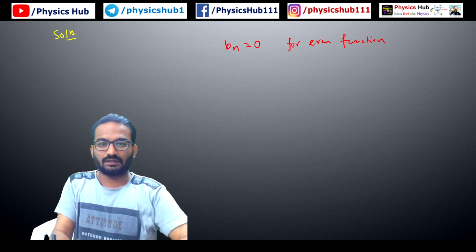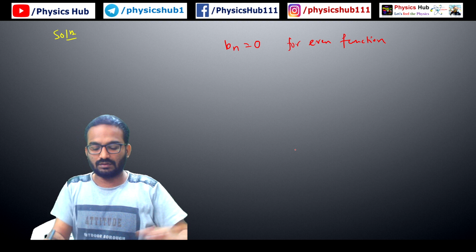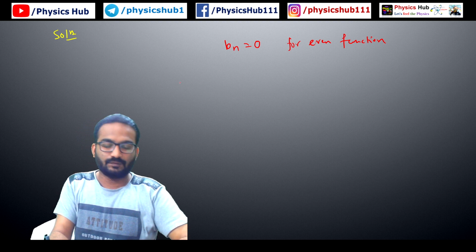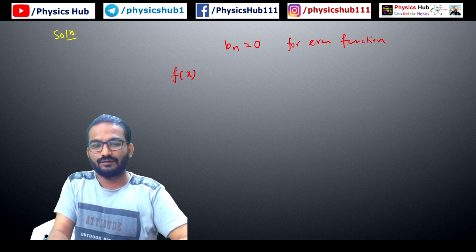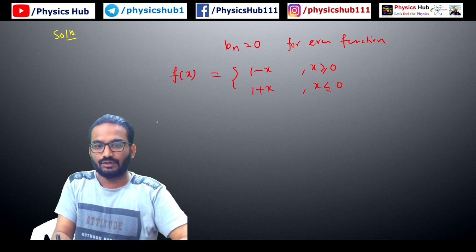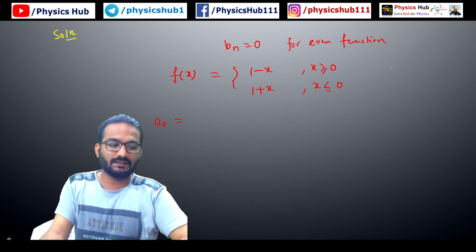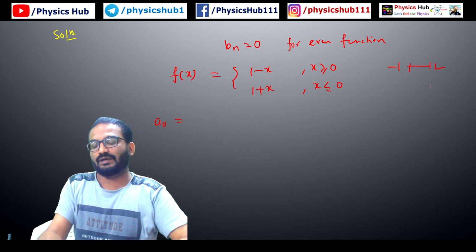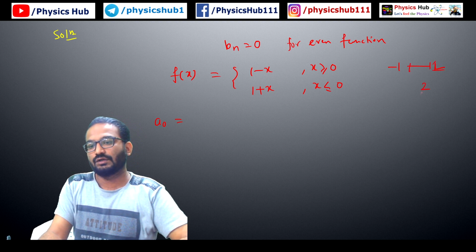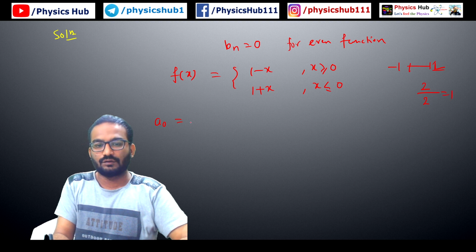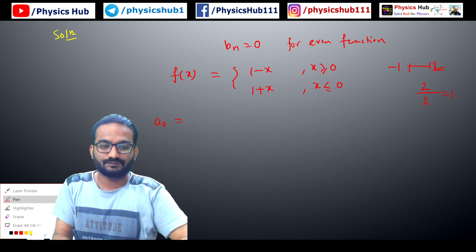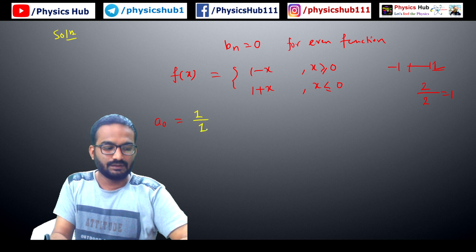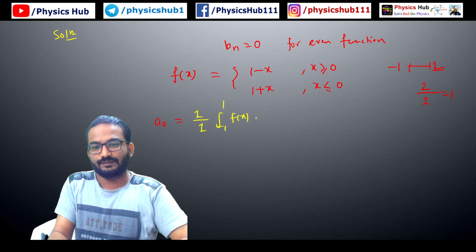Now we have to find out the coefficients a0 and an. So first of all, what is a0? Your f of x is given to you: 1 minus x for x greater than or equal to 0, and 1 plus x for x less than or equal to 0. So what will be the value of a0? a0 will be equal to 2 upon the interval. Here the interval is -1 to +1, so the total interval is 2. So 2 upon interval means 2 upon 2 equals 1. So the coefficient will be 1. So 1 upon 1, integral from -1 to 1 of f of x dx.